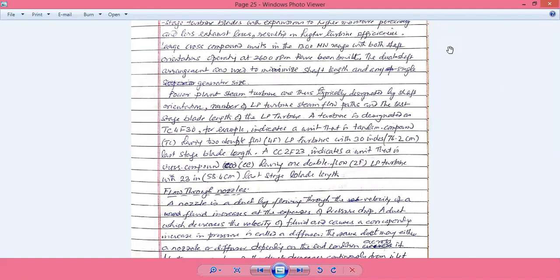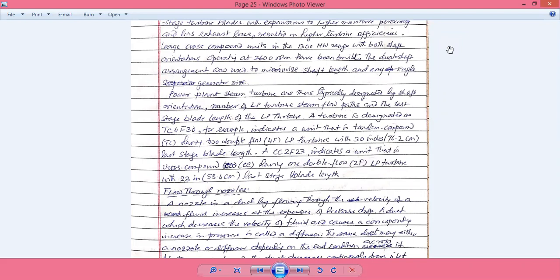From the low pressure turbine it always releases to the condenser itself, where by the action of the cold liquid, it takes away the heat from the steam and water mixture and converts it into water itself.